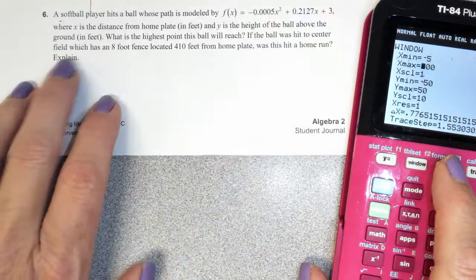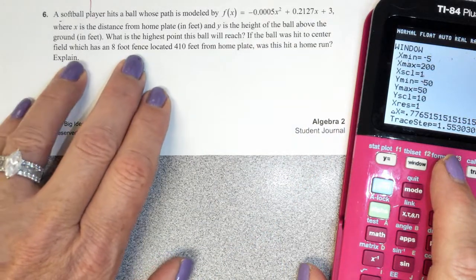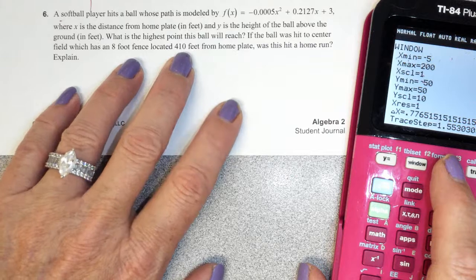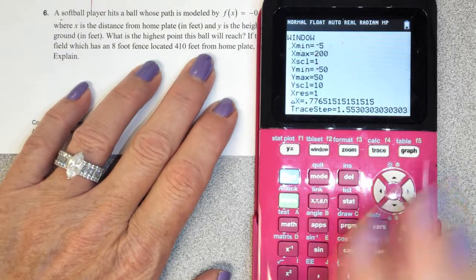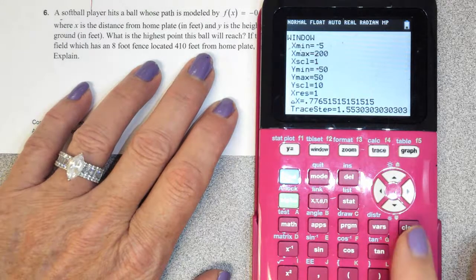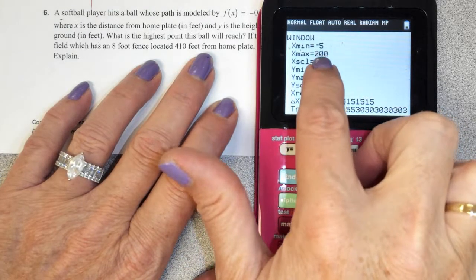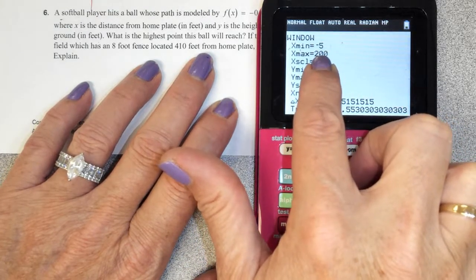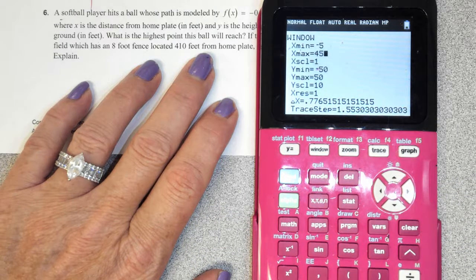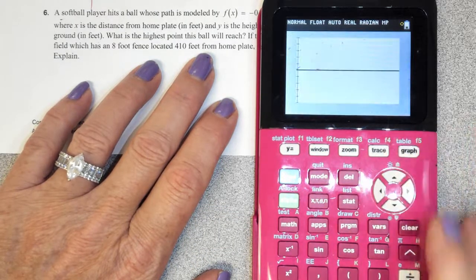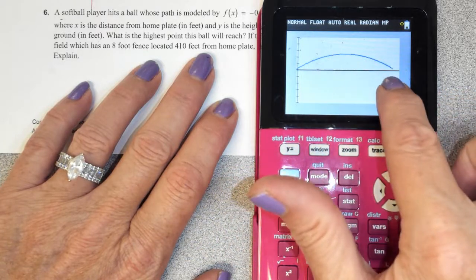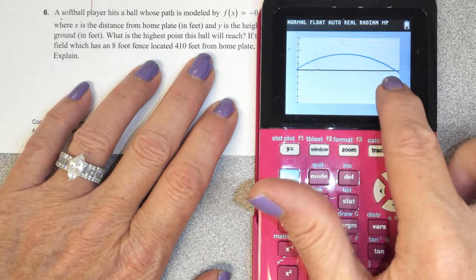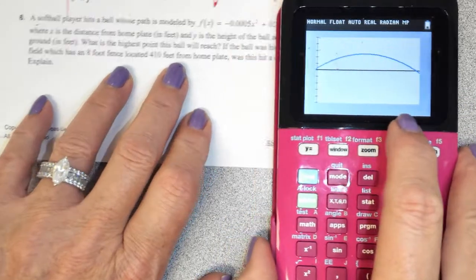If the ball was hit to center field, which has an 8-foot fence located 410 feet from home plate. So we're talking about an X distance of 410. So what might be a better thing to put here? 420, 450, whatever. Something larger than 410. Let's see what it looks like now. So here's the path of our ball. It's on the rise, then it comes down. Okay, that's a good graph there.